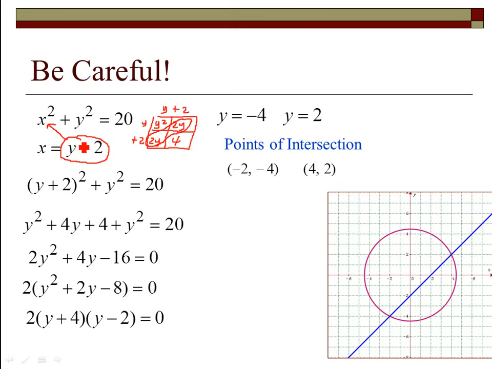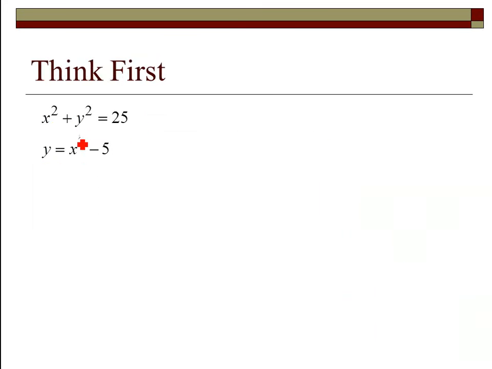Okay, one last example. So this time we have a circle and a parabola. Now, the temptation is, oh, I can take the x squared minus 5 and plug it in for the y. It will work, but when I square this, I'm going to get an x to the 4th. It works, it's just not easy. So it's going to be a lot harder.